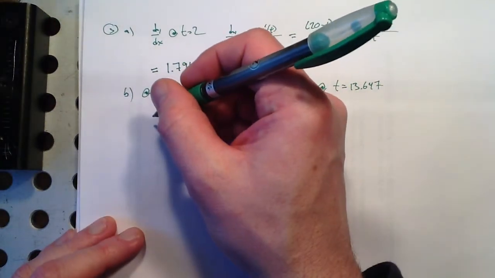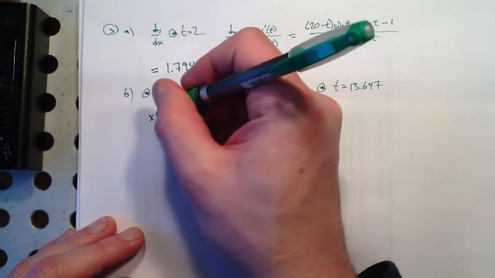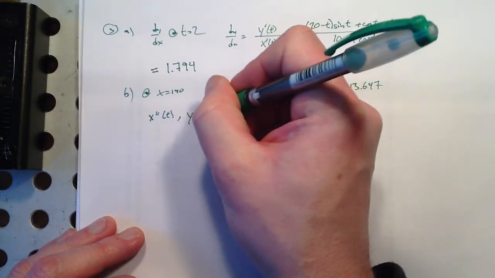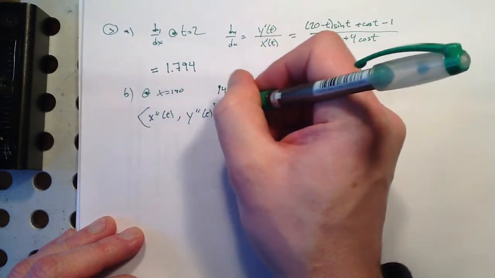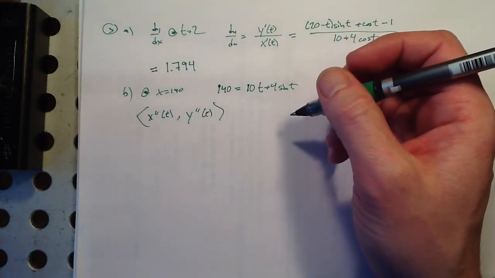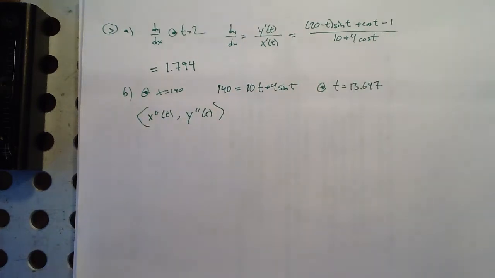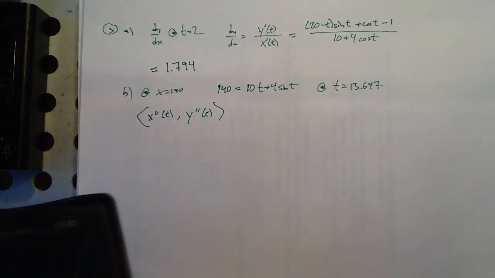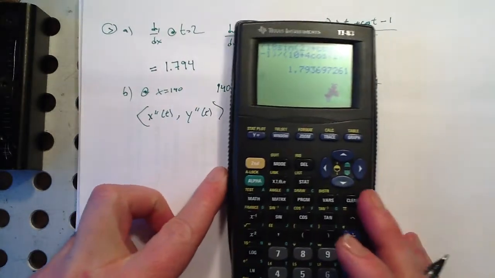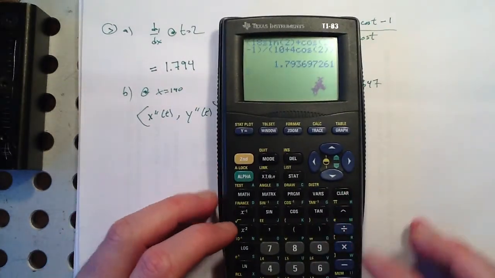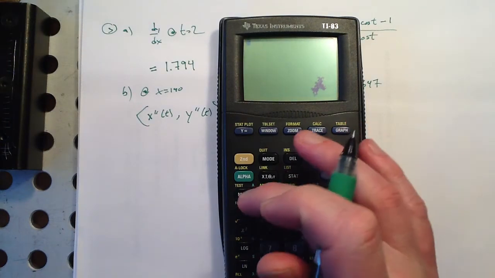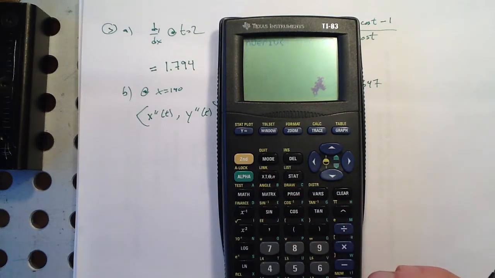part B, the acceleration would be x double prime of t, comma, y double prime of t. That's how we find an acceleration vector. It's the second derivatives. So you could actually find the derivatives, or better yet, since we have our calculator, this is what I would recommend you do. Instead of actually finding the derivatives, since they gave us the derivatives, I'm going to go math 8, that's nDeriv.